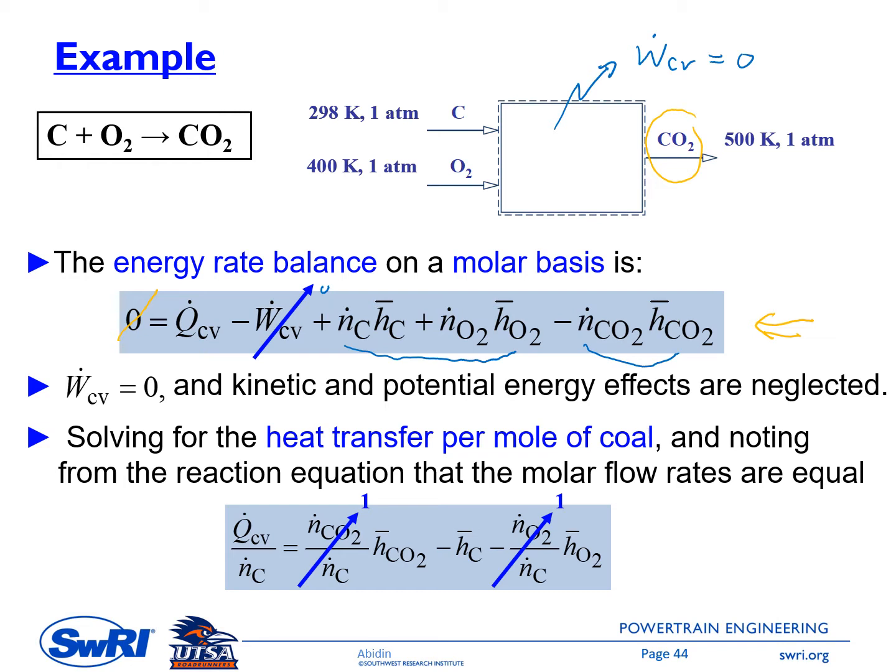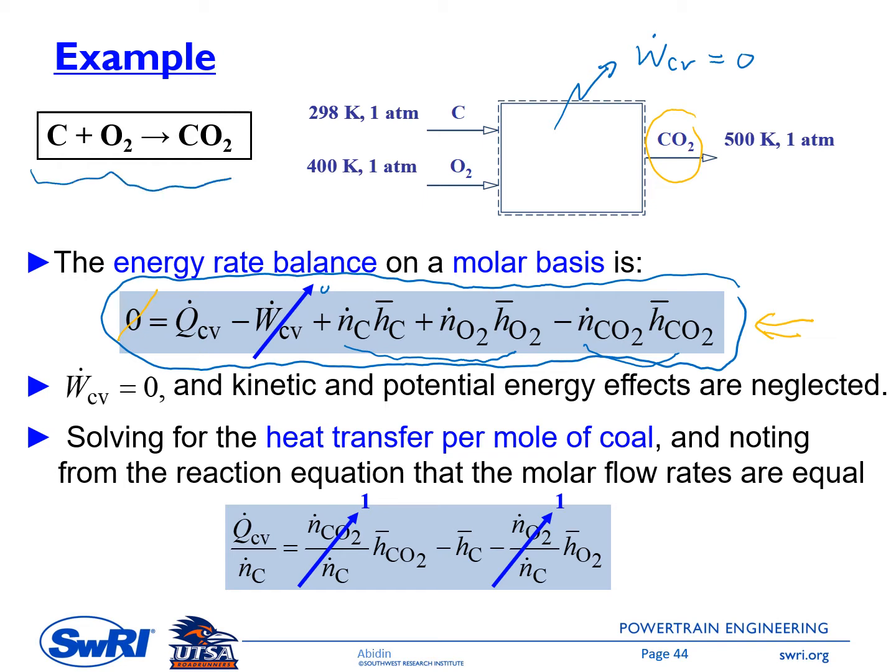So it means we have 1 mole of carbon and then 1 mole of oxygen. So when we divide each term of this equation by the number of moles of carbon, then you can see in here that N CO2 over N C equals 1, because each term in this reaction equation has 1 mole. And then the second one here, N O2 over N C equals 1 as well. Okay, so we have this equation to calculate the heat transfer per mole of coal.